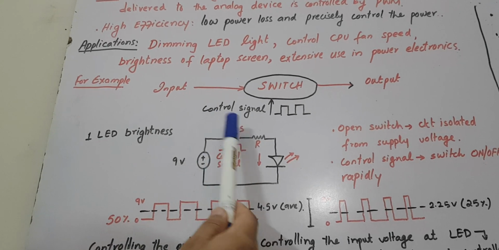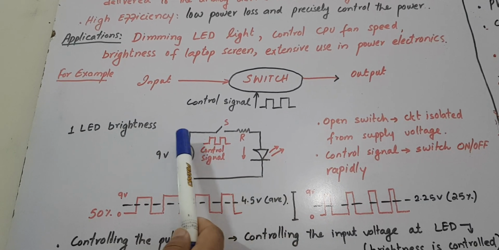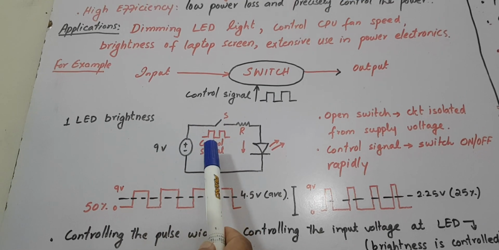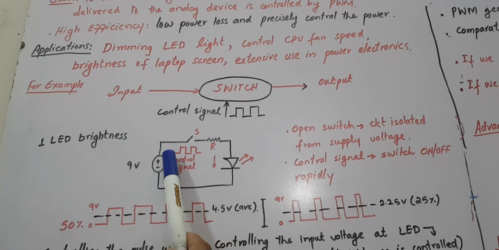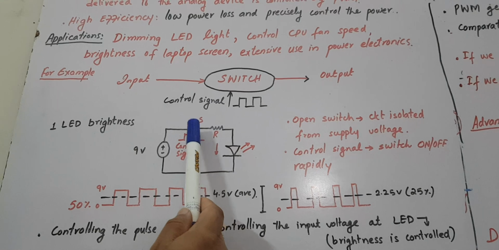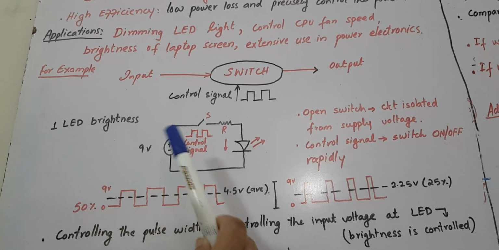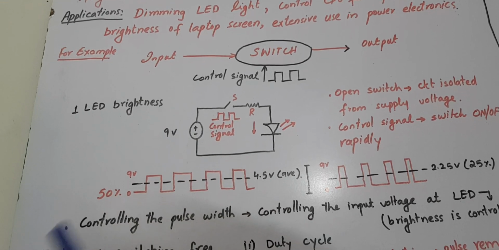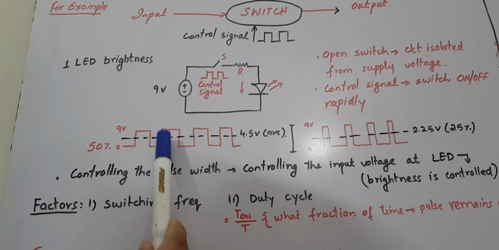If the switch is open, the circuit or the LED is isolated from the supply. But whether the switch is closed or open depends on the control signal, how it controls the on and off condition of this switch. The switch turns on and off very rapidly depending on the control speed. Suppose this is a square wave of 9 volts.